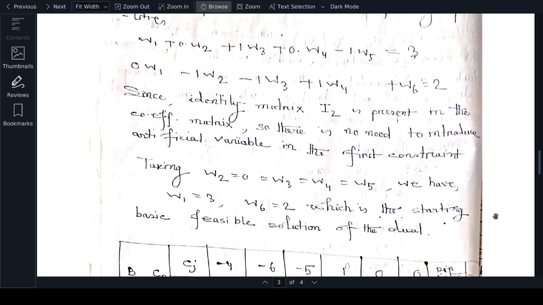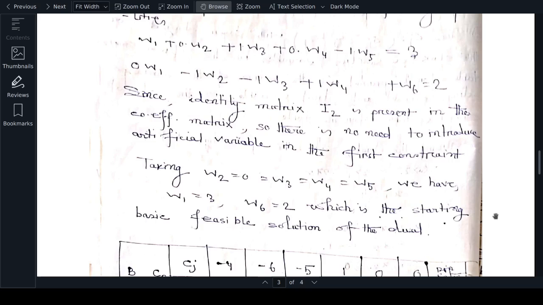So if an identity matrix of order 2 or order 3 is given, here 2, then the remaining variables we consider equal to 0. Because here 4 variables we consider 0. Then W2, W3, W4, W5 equal to 0. Why not W1 and W6? Because these give us the basis variables. So we cannot consider W1 equal to 0 and W6 equal to 0. Clear? Yes, sir.